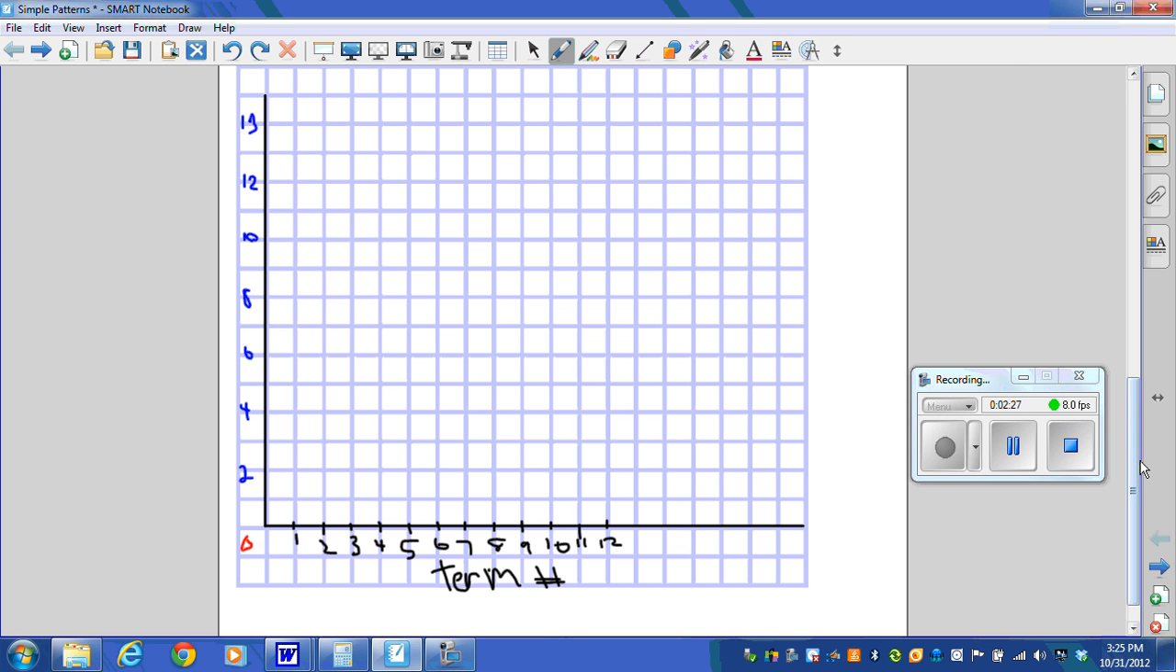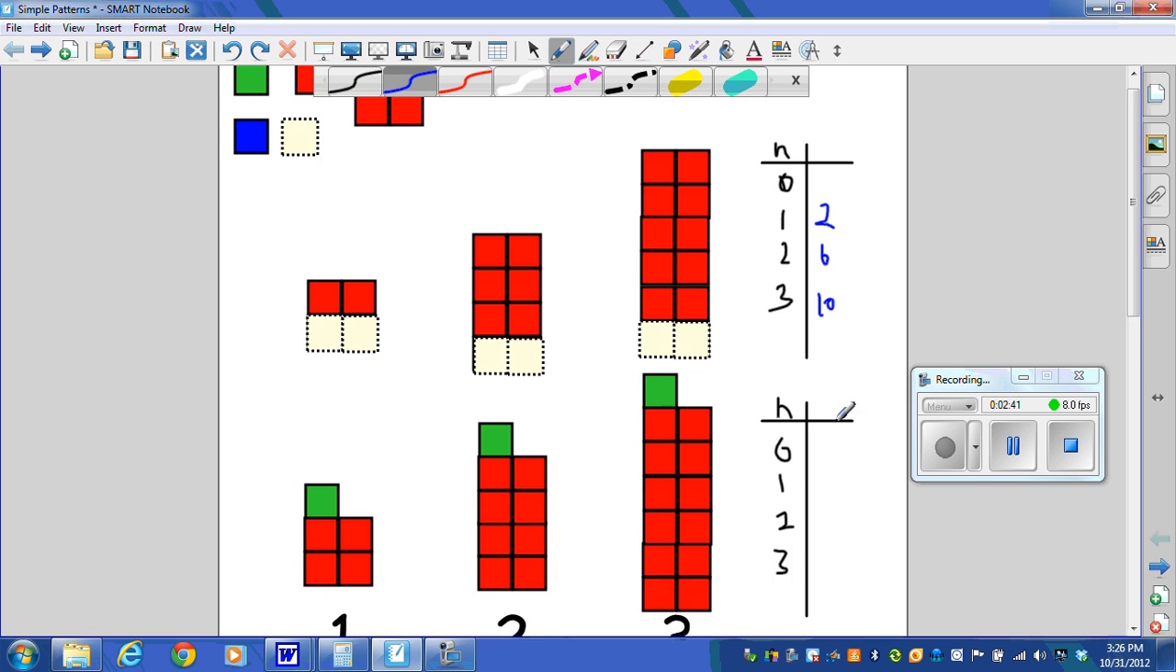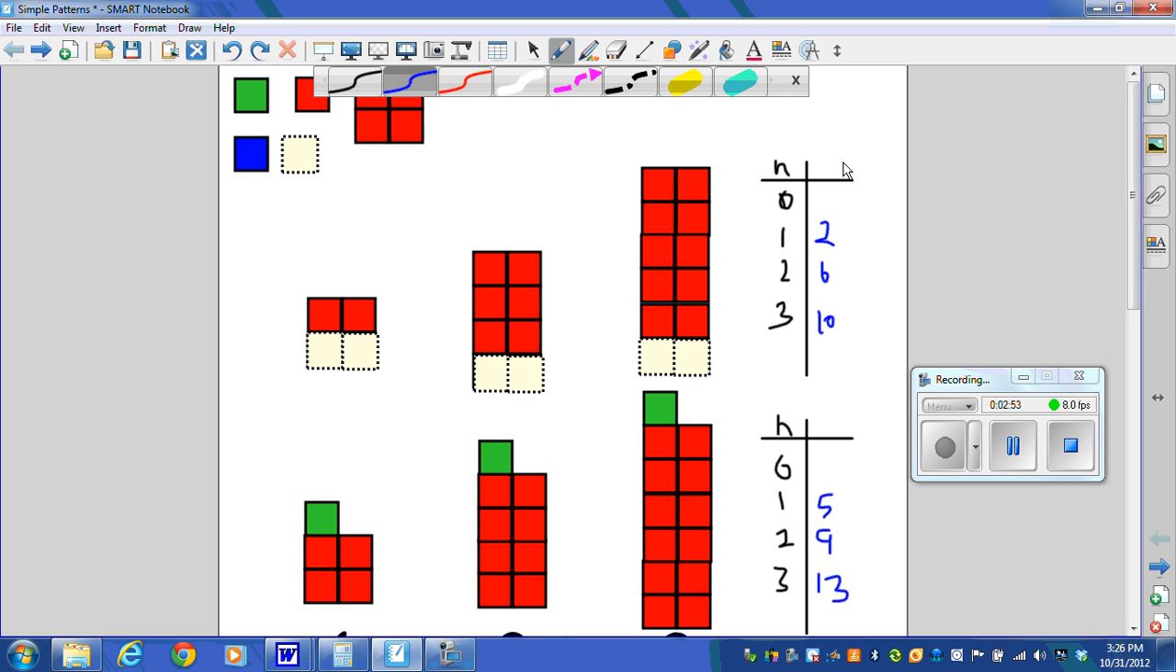Now I have to go back up and look at my patterns. I know that this one is simply start at 2, get to 6, get to 10. And this one is going to be start at 5, go to 9, go to 13. Now I'm going to plot these points.